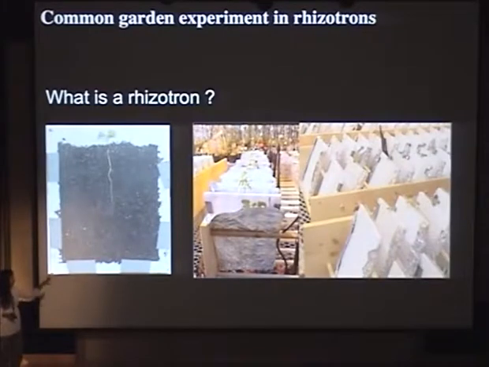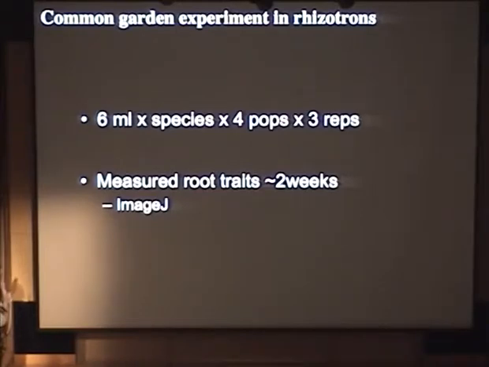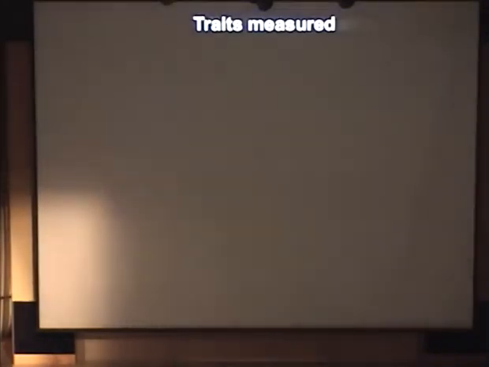And so this is what it looked like set up in the greenhouse, and after a couple of weeks, this is what the root system looks like, and you can appreciate its architecture and morphological traits. In a nutshell, I looked at 6 maternal lines for both species and across 4 populations and replicated this 3 times, and then I measured the root traits after 2 weeks of growing them in ImageJ.